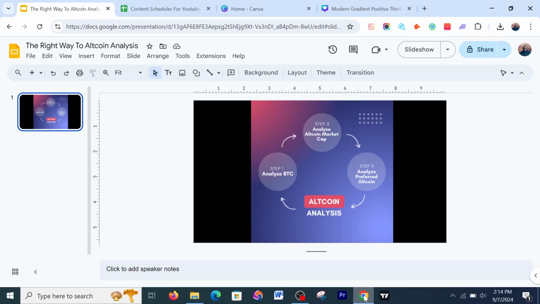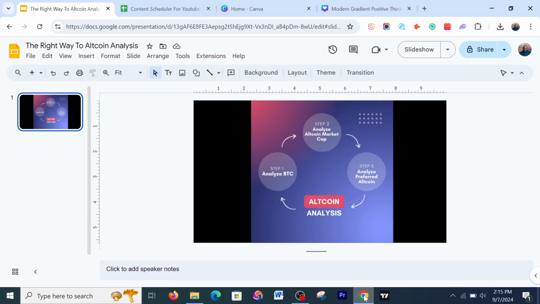Then step three is to analyze your preferred altcoin. That's the three steps. I will show you using charts how to go about it, as in practical sense. So those are the three steps when it comes to analyzing altcoin the right way.